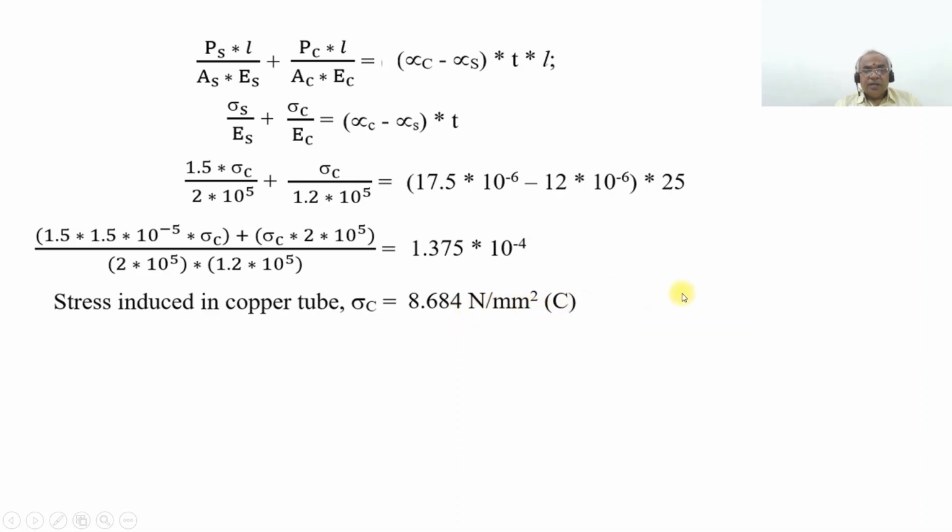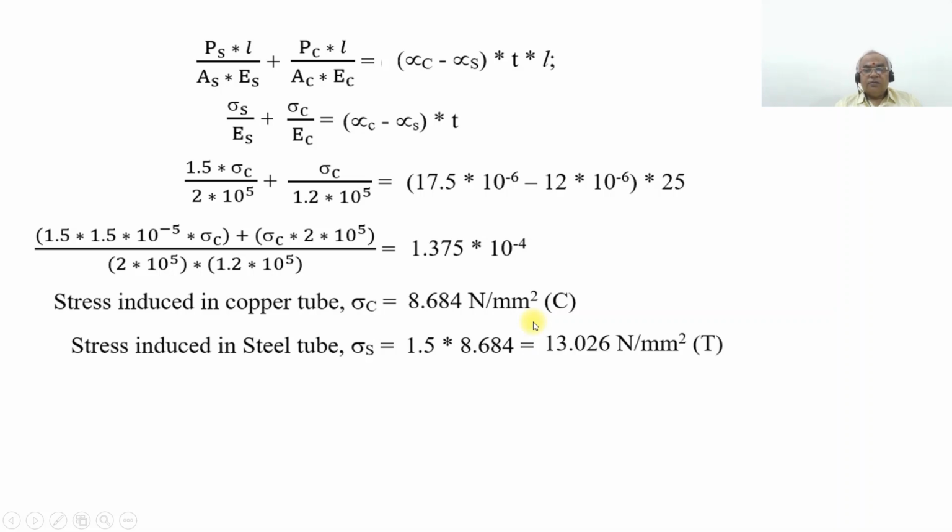which is compressive in nature. Similarly, stress induced in the steel tube, sigma S, will be equal to, what is that sigma S? Sigma S is nothing but 1.5 into sigma C, which is what we have substituted. Your 1.5 into sigma C is 8.684, which will be 13.026 Newton per mm square. Since the thermal expansion is more, it is going to be a tensile stress.